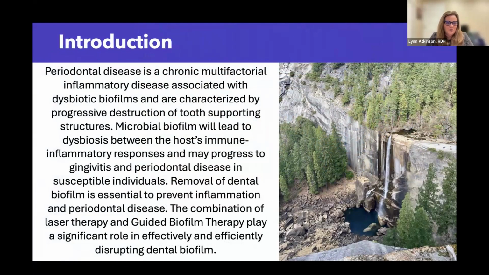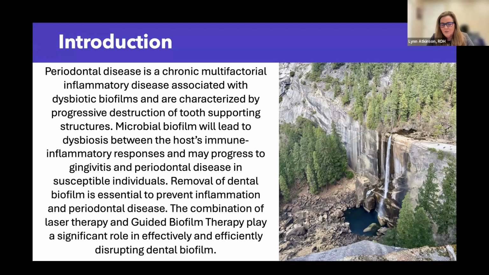So, just to introduce you all to periodontal disease: it is a chronic multifactorial inflammatory disease associated with dysbiotic biofilms and is characterized by progressive destruction of tooth supporting structures. Microbial biofilm will lead to dysbiosis between the host immune inflammatory responses and may progress to gingivitis and periodontal disease in susceptible individuals. Removal of dental biofilm is essential to prevent inflammation and periodontal disease.